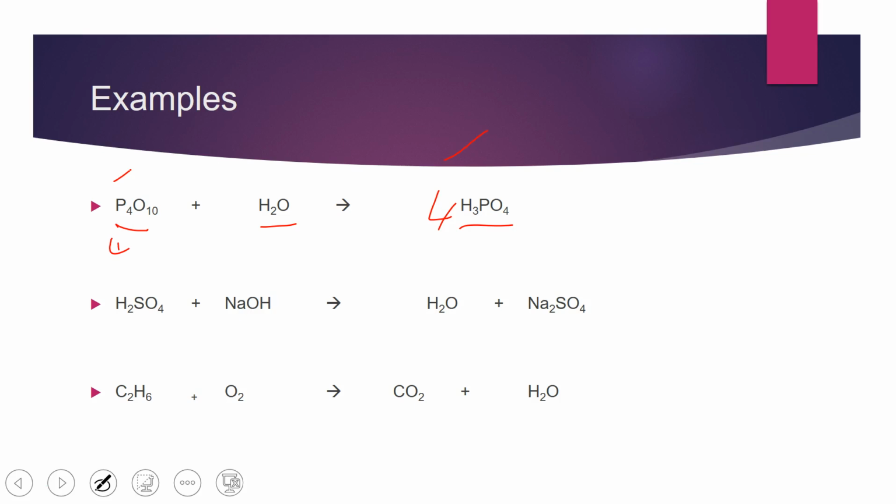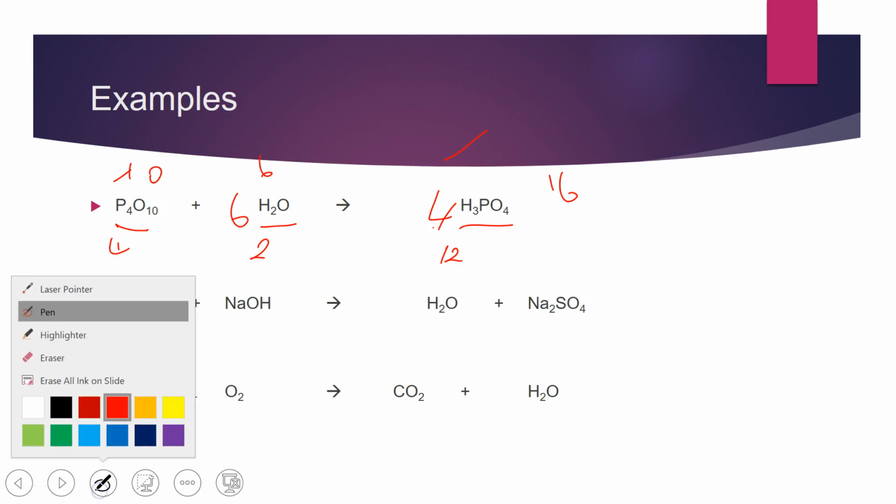Now I can see I have 2 hydrogens here, but I have 4 times 3 hydrogens on my right-hand side, which is actually 12 hydrogens. I get to 12 by multiplying 2 by 6. So if I make it 6 here, I get 12 hydrogens. Now I can double check my oxygens and see what's going on there. I have 4 times 4 oxygens over here, which is 16. I have 6 oxygens here, and then I have 10 oxygens here. So I actually have got all of them balanced.